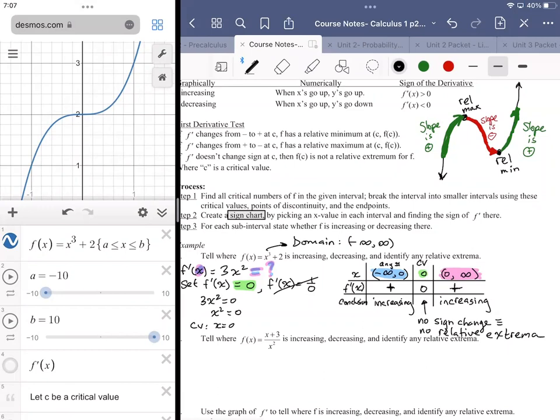Now, that being said, if there was going to be a relative extremum, it must have been from a critical value. The only way that you would have a relative extremum in a graph is at the location of a critical value. That being said, not all critical values are relative extrema. All right, so let's look at another one.